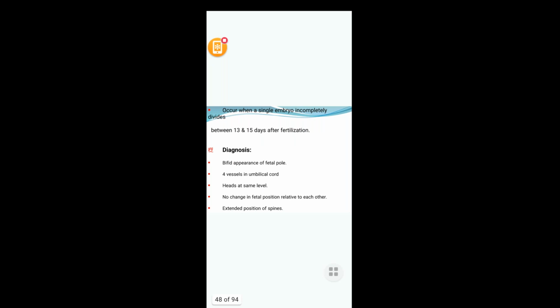Next is Siamese twins or conjoined twins, usually seen in 1 in 200 of monozygotic twins, and 1 in 68,000 births. Anatomically, classification is based on the fusion. It occurs when a single embryo incompletely divides between 13 to 15 days after fertilization. The diagnosis is usually by ultrasound. When you do an ultrasound, you see a bifid appearance of the fetal pole. This is a diagnostic criterion for diagnosing conjoined twins.